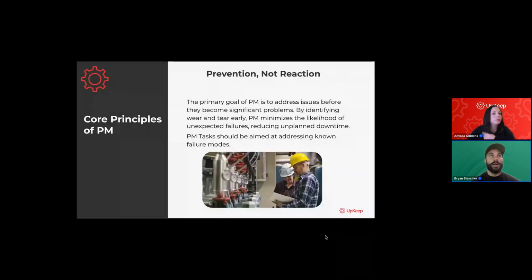All right. Next one, prevention, not reaction. Of course, that makes sense, right? We want to be proactive in our approach, preventive in our approach, and not reactive. The primary goal of PMs is to address issues before they become significant problems. We want to talk about wear and tear. We want to talk about minimizing the likelihood of unexpected failures, reducing unplanned downtime, right? PM tasks should be aimed at addressing known failure modes. I'm going to say that again. PM tasks should be addressing known failure modes, not "look at belt, check pulley, look at frame." That's not a task. So we need to be directing those tasks, and we'll talk more about that.